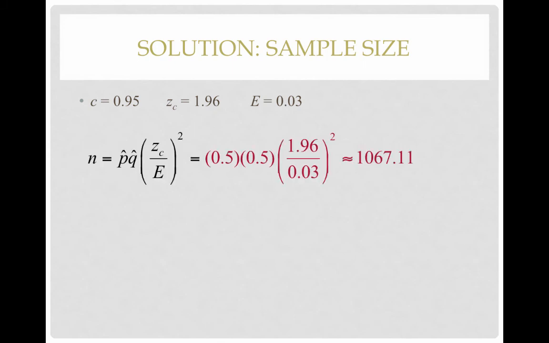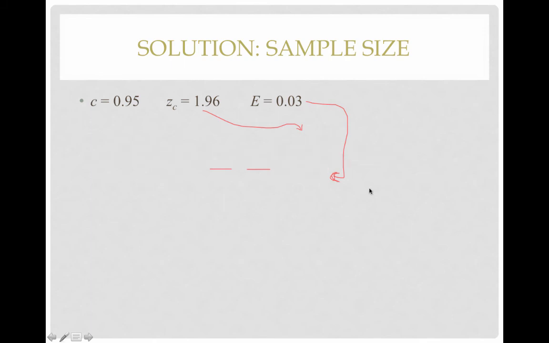Okay, and so here I'm just plugging my numbers into my formula. Again, since I don't have preliminary estimates, I'm using 0.5 for both p hat and q hat. My critical z of 1.96, my error of 0.03, and I plug all this into my calculator or Excel, and I get approximately 1067.1.